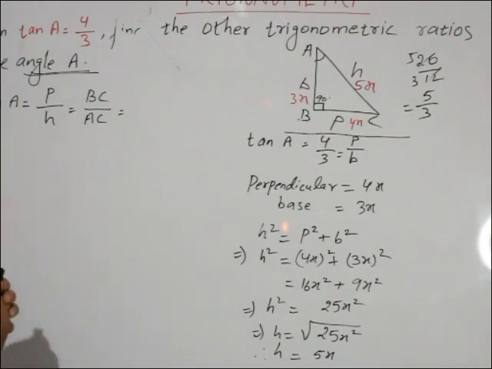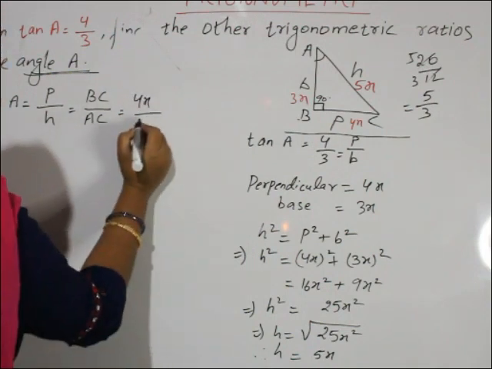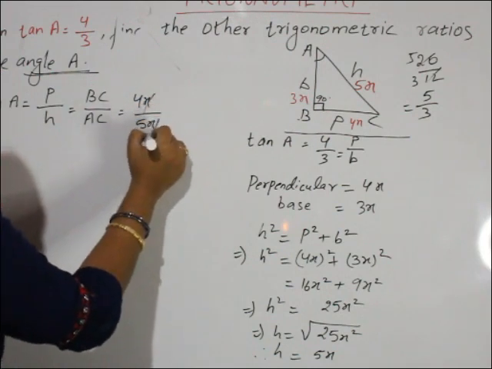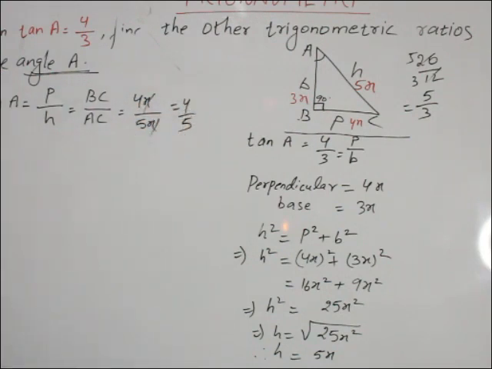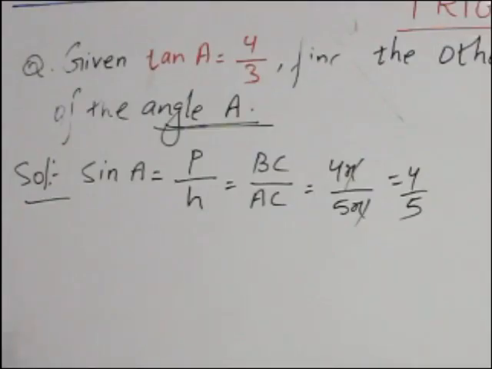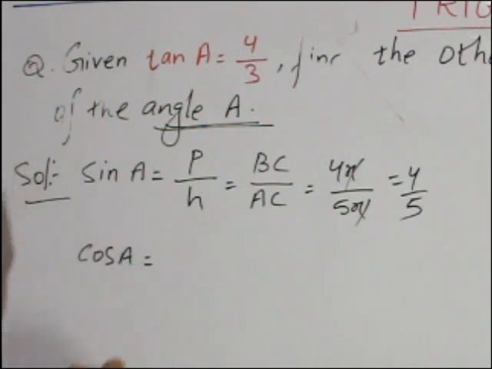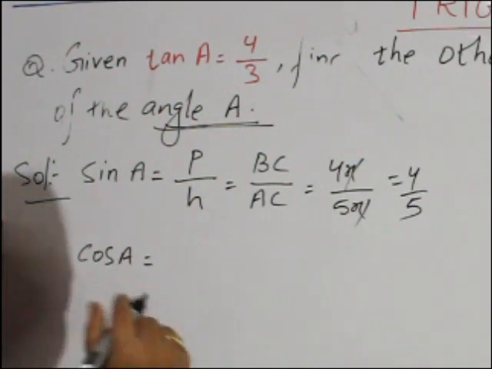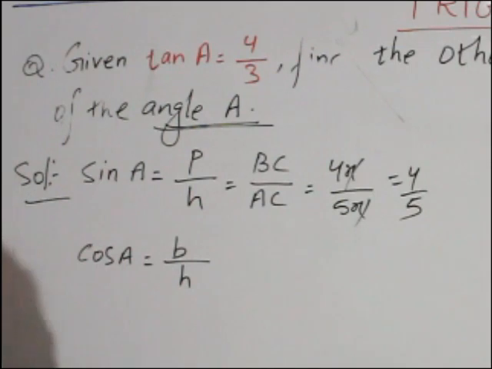Now sin A is P by H. P is 4x, H is 5x. So x and x cancel. How much? 4 by 5. Sin A is equal to 4 by 5. Next is what? Cos A. Cos A is equal to what? Base by hypotenuse, B by H.